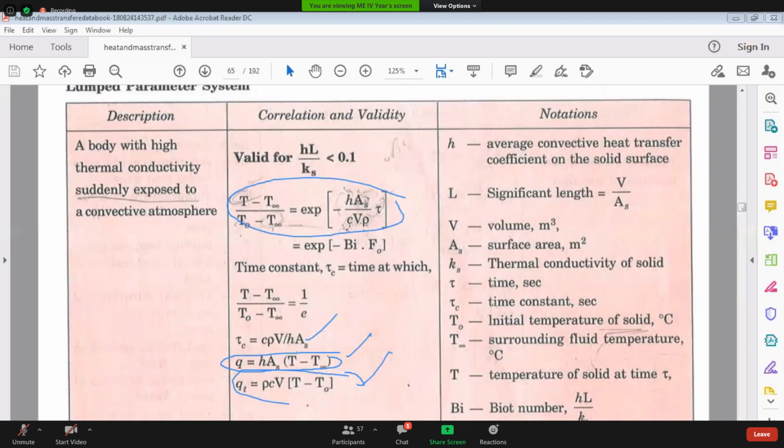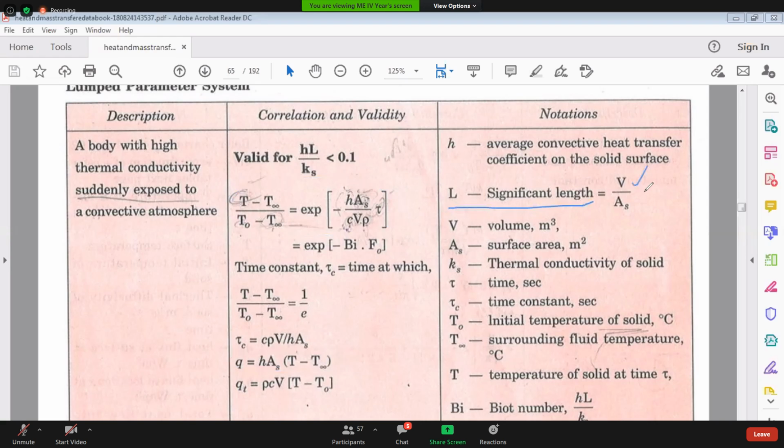Time constant. He is asking you to calculate the time constant. Everything is available, everything is given here. See, Lc, the significant or characteristic length, is V by surface area. Biot number is hLc by Ks. Ks is clearly indicated here. We use hL by K in the Nusselt number also, but there it is K fluid, and here K solid.